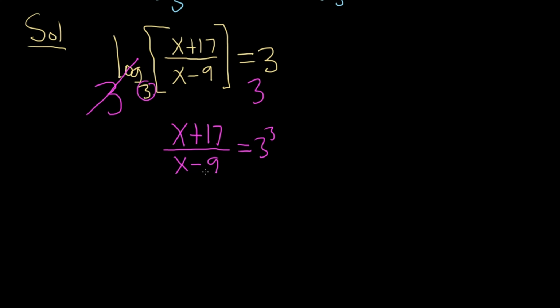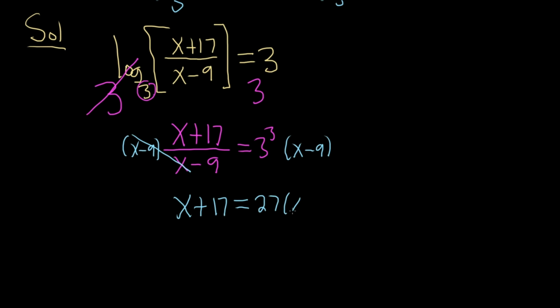Let's go ahead and clean up these fractions. We'll multiply both sides by x minus 9. So x minus 9 and then x minus 9. So these cancel. So you get x plus 17 equals, so 3 cubed is 27. So this is 27 times x minus 9. Wow, big numbers. I have a calculator with me here, so that's good.